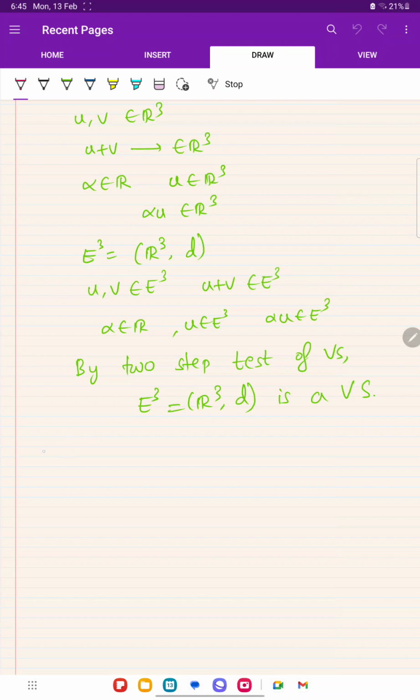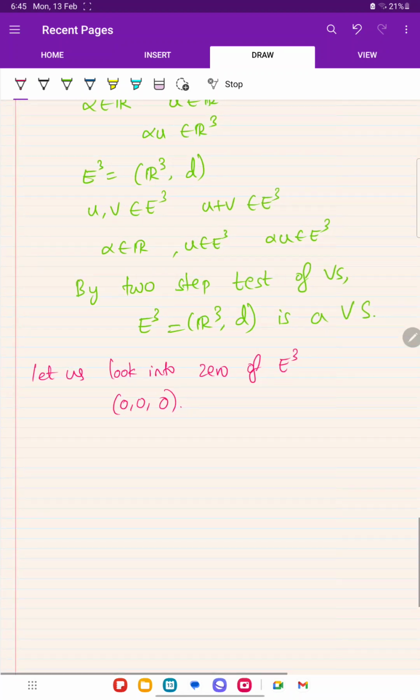Now let us look into the zero of E3. Here the zero of E3 is the ordered triplet (0, 0, 0). As it is a vector space, it should involve zero. So (0, 0, 0) is the zero of the vector space E3.